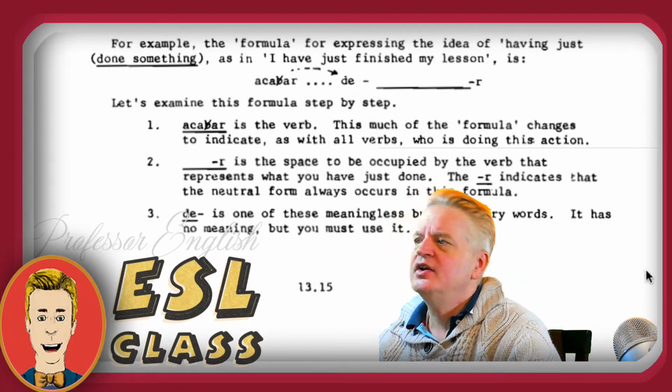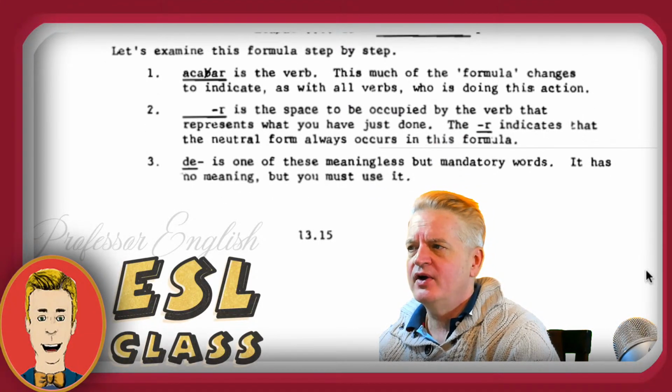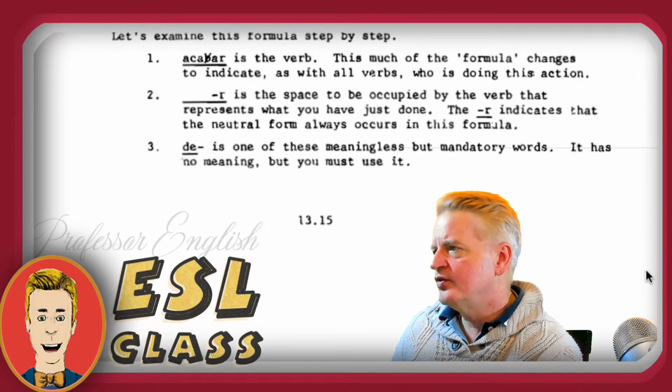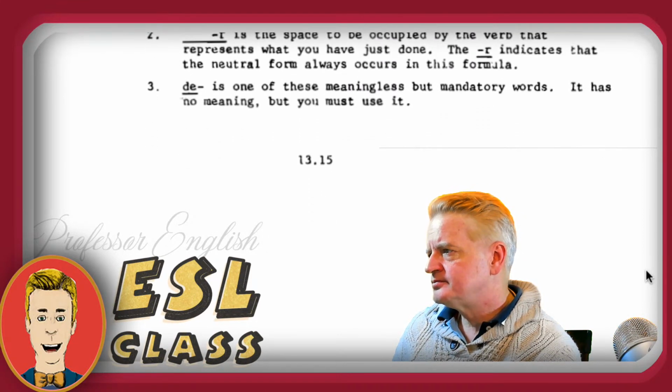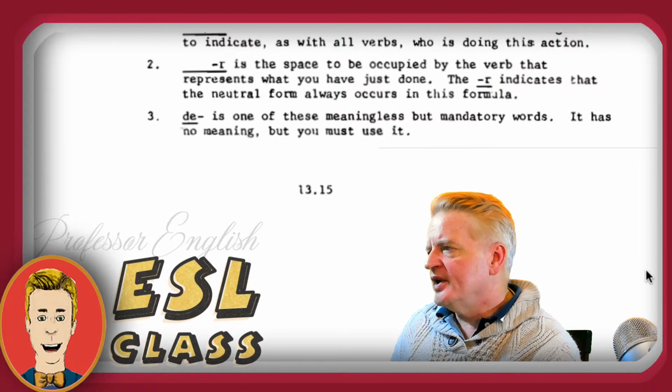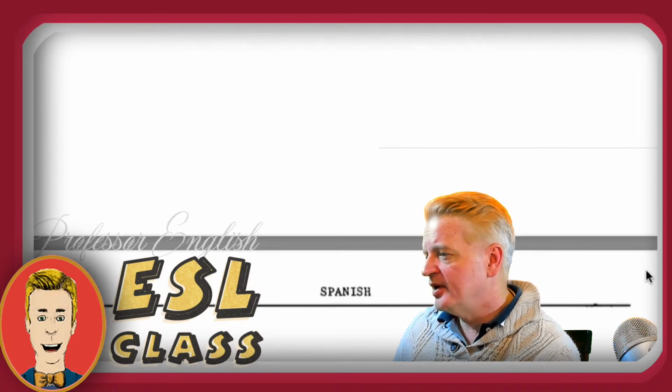Then number 2, we have the R ending. This space is to be occupied by the verb that represents what you've just done. The R indicates the neutral form always occurs in this formula. 3. De is one of these meaningless but mandatory words. It has no meaning, but you must use it.